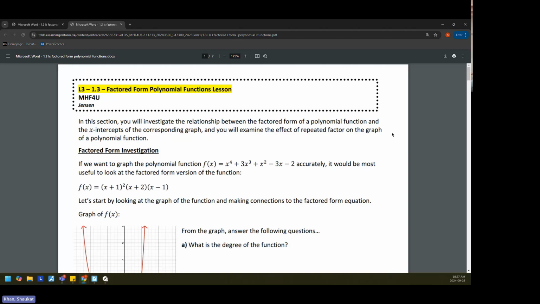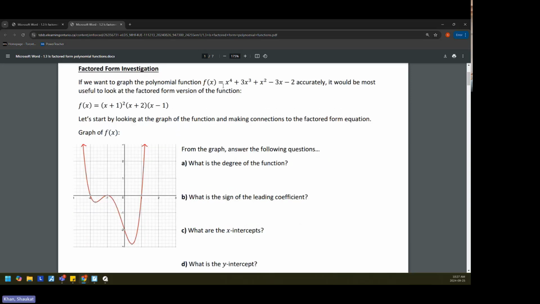In this section, you will investigate the relationship between a factored form of a polynomial function and the x-intercepts of the corresponding graph. Then you'll examine the effect of repeated factor on the graph of a polynomial function. So let's figure this out.